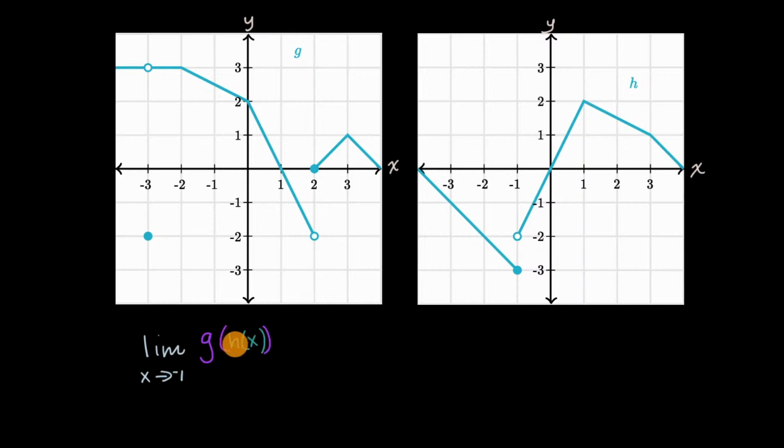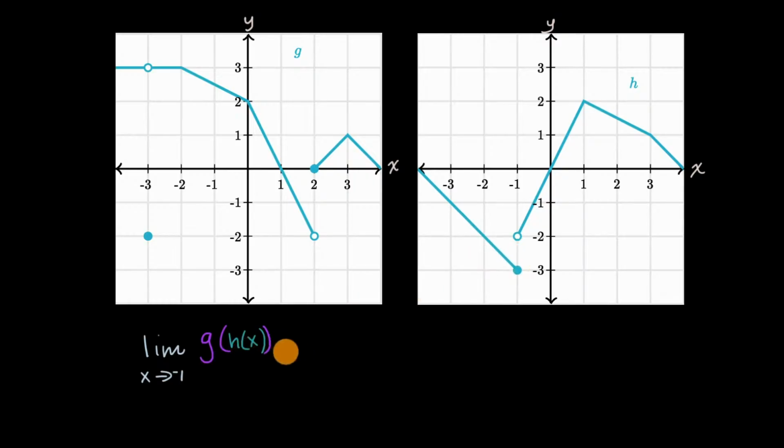And if that limit exists, then input that into g. If you take the limit as x approaches negative 1 of h of x, you see that you have to approach from the right and you get a different limit than when you approach from the left. So your temptation might be to give up at this point. But what we'll do in this video is to realize that this composite limit actually exists, even though the limit as x approaches negative 1 of h of x does not exist.